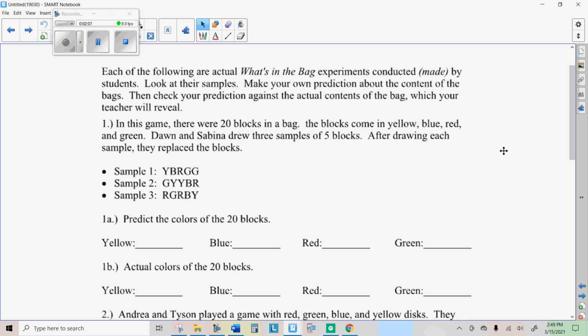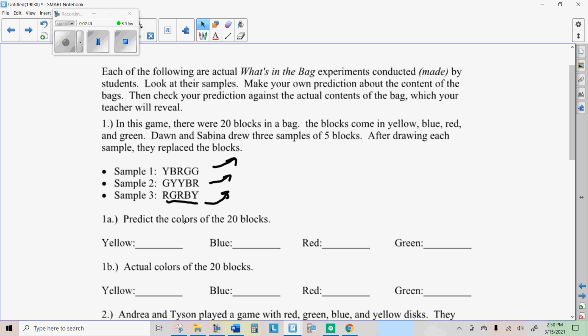So we're going to do one where there's 20 blocks in a bag, and we're going to try and guess what color they are by taking some samples. We thought it would be easier to take bigger samples, that way it wouldn't take quite so long. On our first sample, we got a yellow, a blue, a red, and 2 greens. On the second sample, we got a green, a yellow, a blue, and a red. And on the third sample, we got a red, a green, a red, a blue, and a yellow.